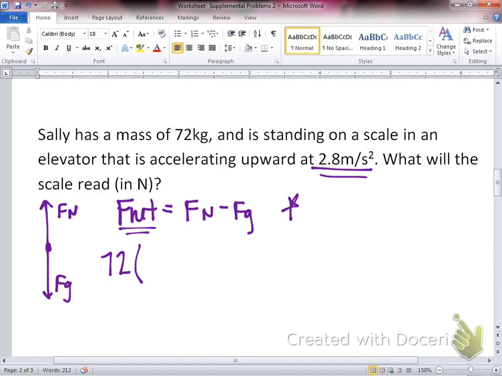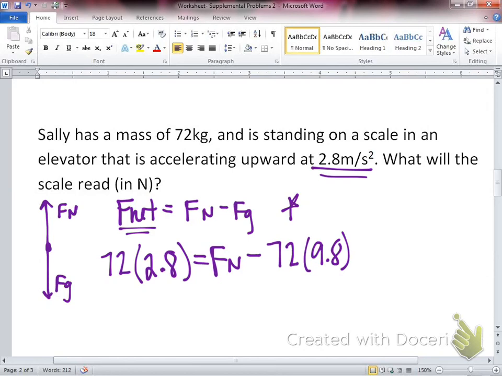If it says it's accelerating downward, you have to include that negative in your overall acceleration. Okay? We don't have to include it in our gravity because we account for our negative right there with our minus sign. Here, in our overall net acceleration, we have to include the direction in which it's going. So here we're going positive, so we're going to keep it positive 2.8. We're solving for the normal force or the scale force. And what can we substitute in for F sub G? Mass times gravity. So we're going to take 72 times 9.8.